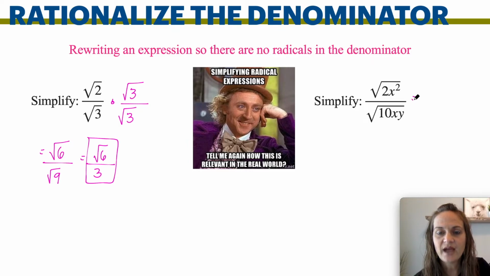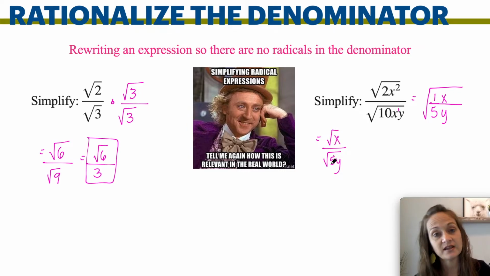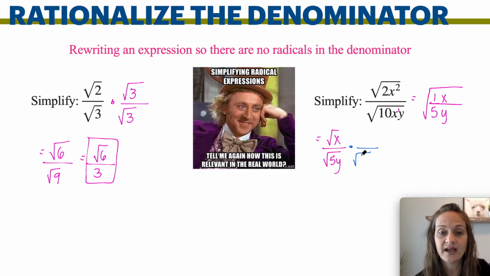Now in this one, I'm actually going to simplify this first before I rationalize the denominator. I'm going to go ahead and make it all 1. 2 divided by 10 is 1/5. And then x squared minus x is going to give me 1x on top because the exponent was bigger on top. And then there's a y on bottom. Now that I have the square root of x over the square root of 5y, now I can rationalize the denominator. To do that, I'm going to multiply by the square root of 5y.